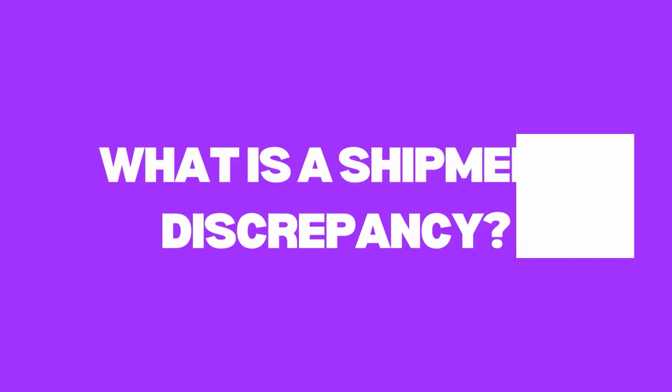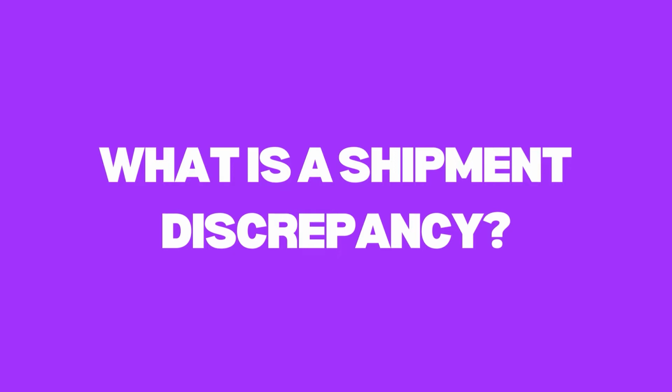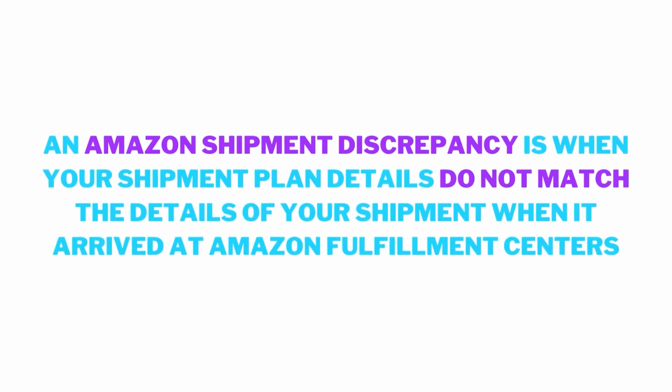So let's get started. First things first, what is a shipment discrepancy? Well, an Amazon shipment discrepancy is when your shipment plan details do not match the details of the shipment when it arrived within Amazon fulfillment centers. Specifically, the expected shipment amount and the details you shipped in or encoded within Amazon Seller Central do not match what Amazon said was received when they checked in your shipment, i.e. stock has gone missing. Or maybe you've even got more stock.